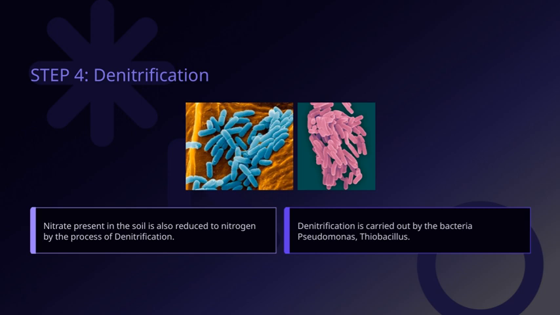By understanding this process, we see how bacteria help maintain a balance in soil nutrients and support healthy ecosystems. This step ties into the overall cycle of nitrogen transformation and highlights the vital role of microorganisms in environmental processes.